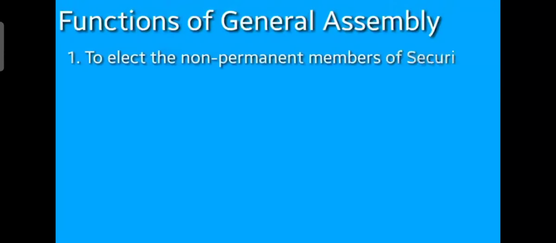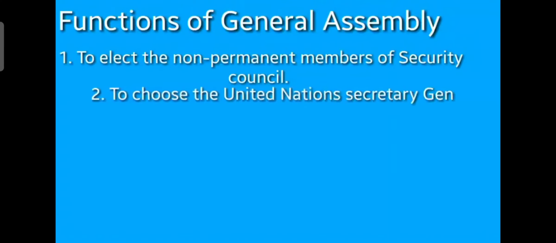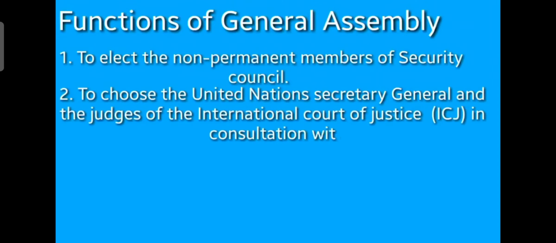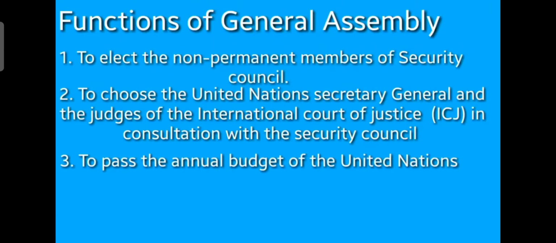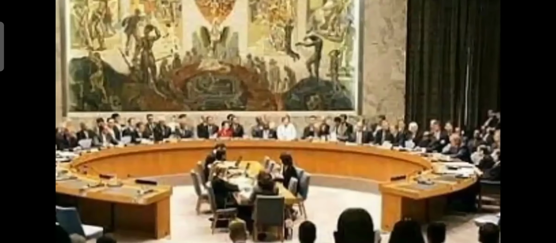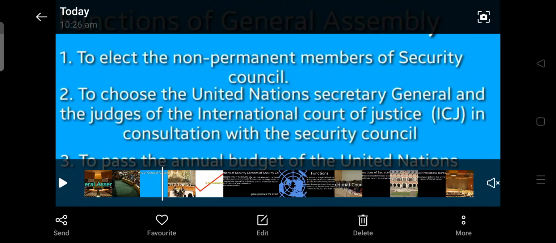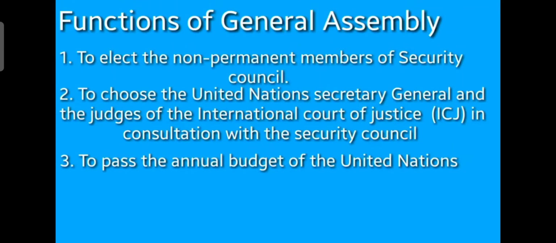Functions of the General Assembly. First, to elect the non-permanent members of the Security Council. Second, to choose the United Nations Secretary General and the judges of the International Court of Justice, that is ICJ, in consultation with the Security Council. Third, to pass the annual budget of the United Nations. So these are the functions of the General Assembly. Now we shall see the Security Council.